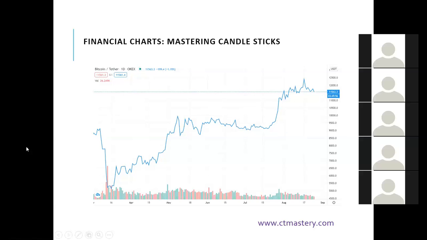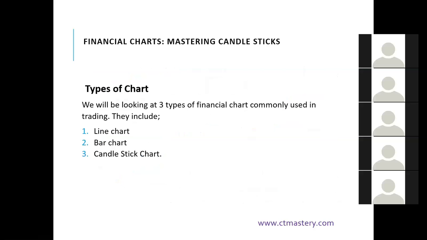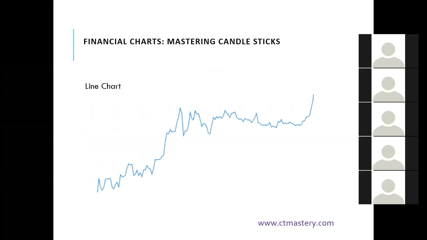We see that the ticker is up here. This is the price, and here we have the time. The beautiful thing we see here is how the price is moving. And we see there are basically three types of financial charts: the line chart, the bar chart, and the candlestick chart.